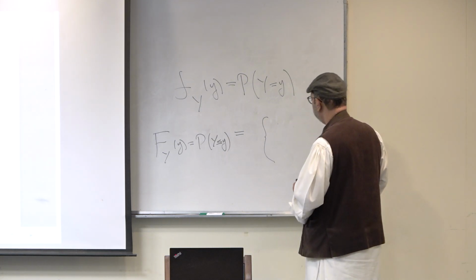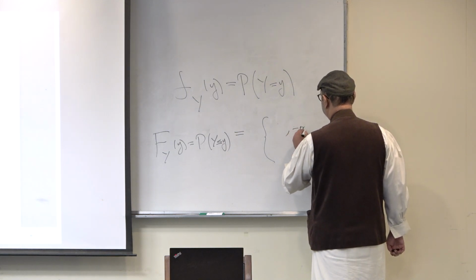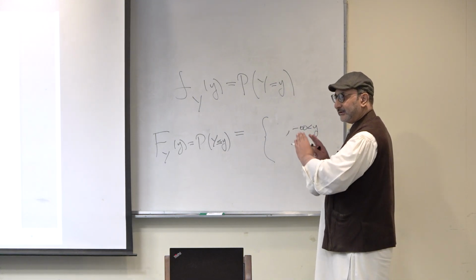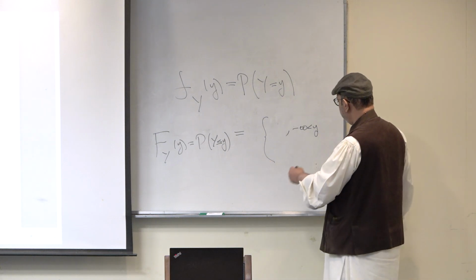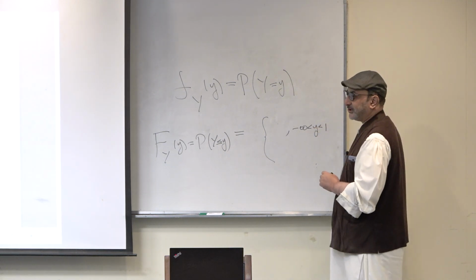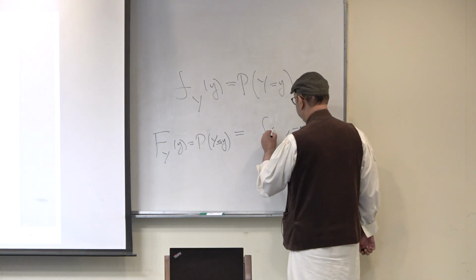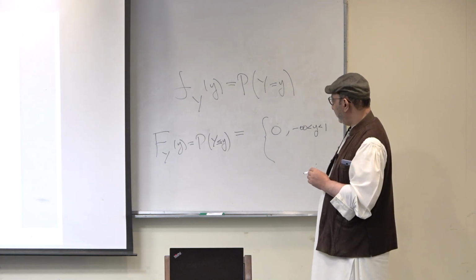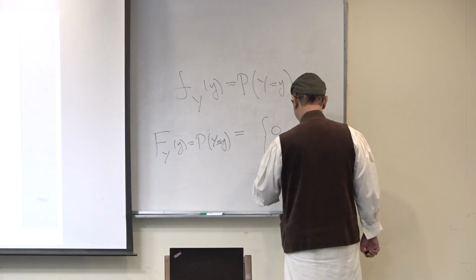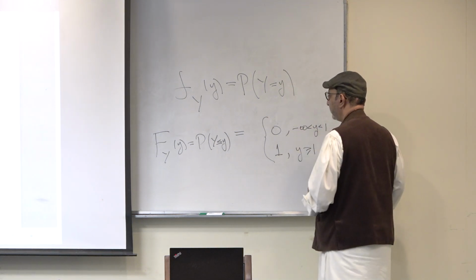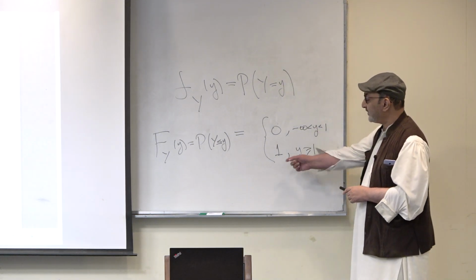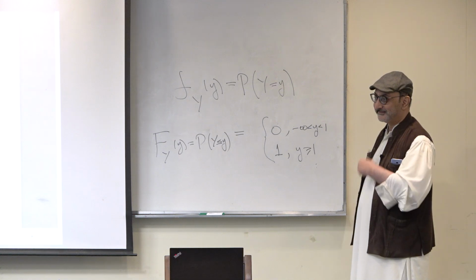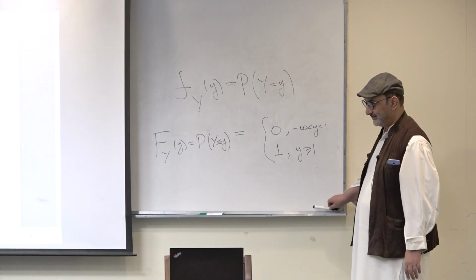All right, so if you're going from minus infinity, if y is anywhere to the left of 1, what's the probability? 0. Okay? And then the probability is less than or equal to some number, which is 1 or bigger, is 1.